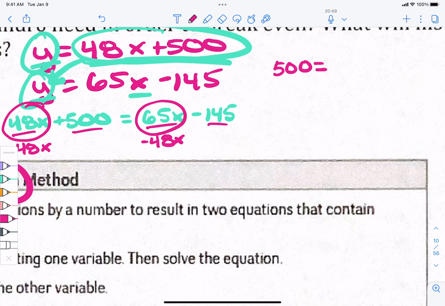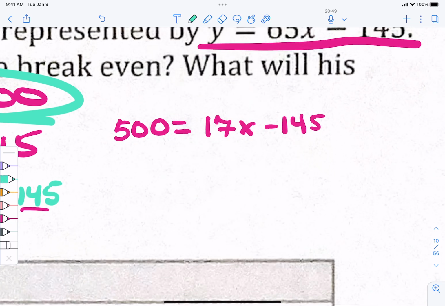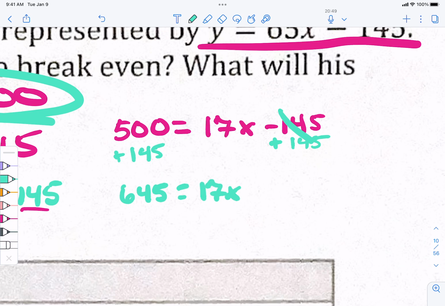65 minus 48 is 17. 17x and then minus 145. Okay, now we got the x's together. Now let's move the, we'll finally do what Matthew wants. And we'll add the 145. So 645 equals 17x. And then divide by 17. So x is going to be, please let it come out to be nice.